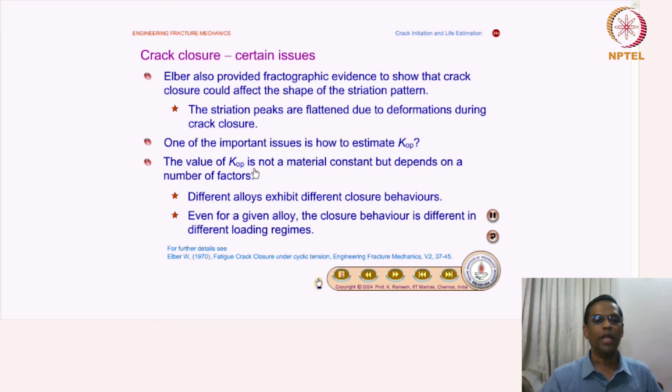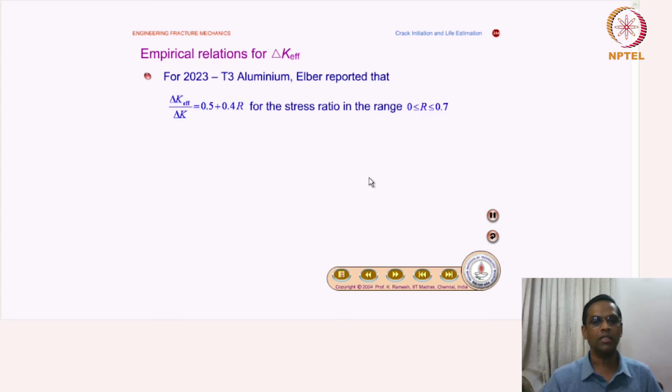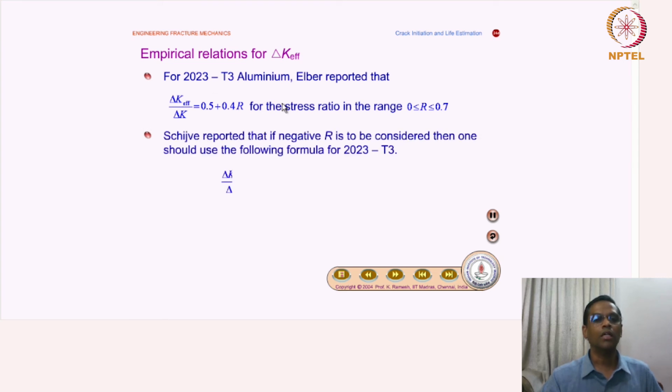The value of K opening is not a material constant but depends on a number of factors. Different alloys exhibit different closure behavior. Even for a given alloy, the closure behavior is different in different loading regions. So these are some limitations of this proposal. Nevertheless, it was practiced with some limited experimental conditions. So there are some empirical relations given for engineering alloys.